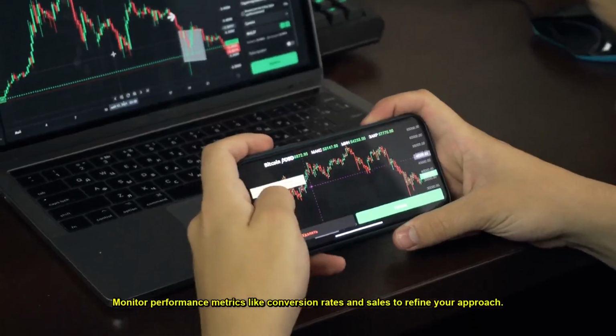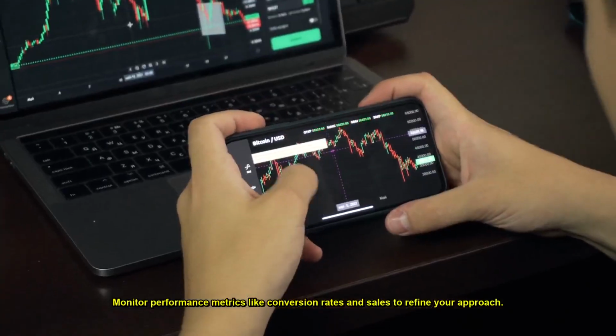Monitor performance metrics like conversion rates and sales to refine your approach. Continuously experiment with different strategies to identify what works best. Engage with your customers to build loyalty and encourage repeat purchases. Keep up with industry trends to stay competitive in the dropshipping market.